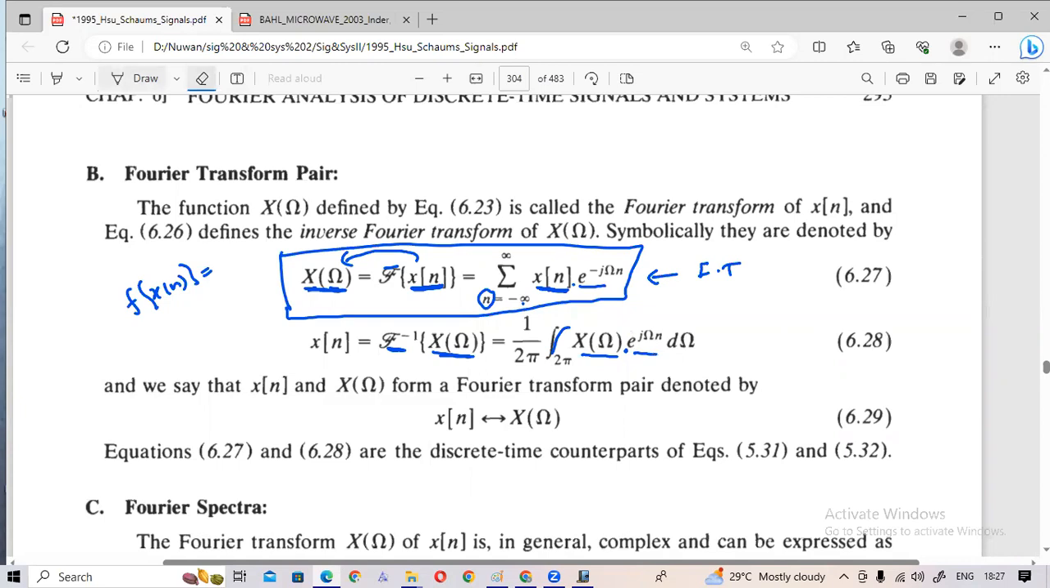e to the power minus j omega n d omega. Okay. So why? What's happened? Why are we getting integration? It is because once we transform our discrete time signal into the frequency domain, this frequency domain signal is not discrete time. Okay, it is a continuous time signal.